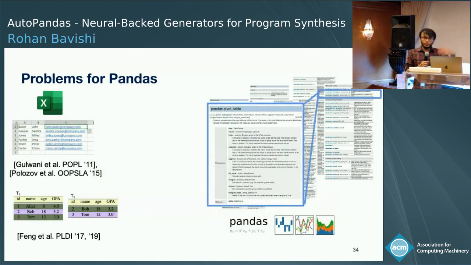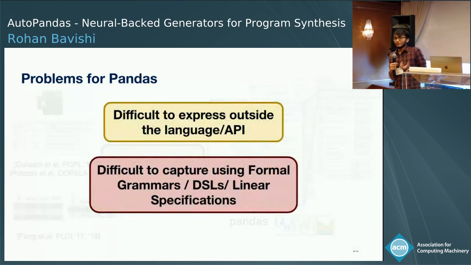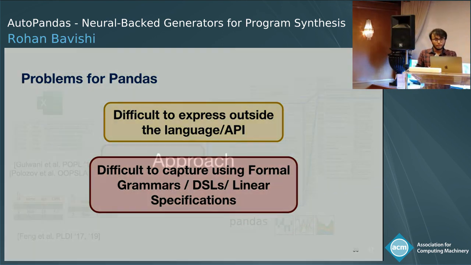And finally, if you go inside a function in this particular API, you find that there are many complex constraints that need to be satisfied. So for a function, there are many intricate relationships amongst the arguments that need to be satisfied. Otherwise, the program is just going to crash, right? And it's actually very difficult to express these constraints outside the language. So if you go about designing a new model language or a new DSL, it's very hard to express these constraints outside the API itself. So if you're trying to use formal grammars or DSLs, maybe it's quite cumbersome to do so.